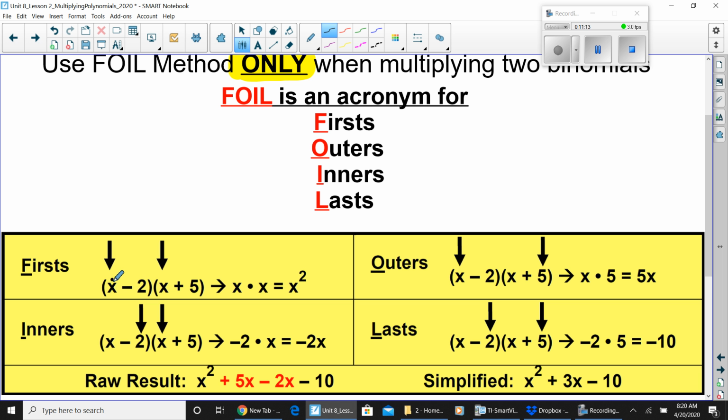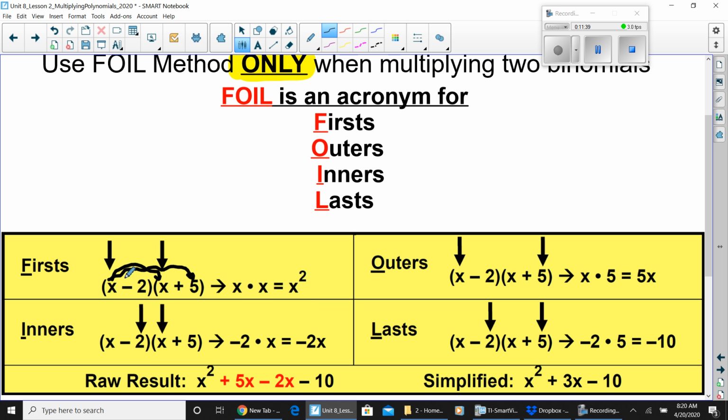So I usually go like this, x times x. Then the outers, that's x times 5. But this is just the distributive property. I don't even really use FOIL, and I don't teach it this way. But this is the way it's been taught kind of like forever. If you take x times x and x times 5, that's the distributive property. You're distributing this x first.